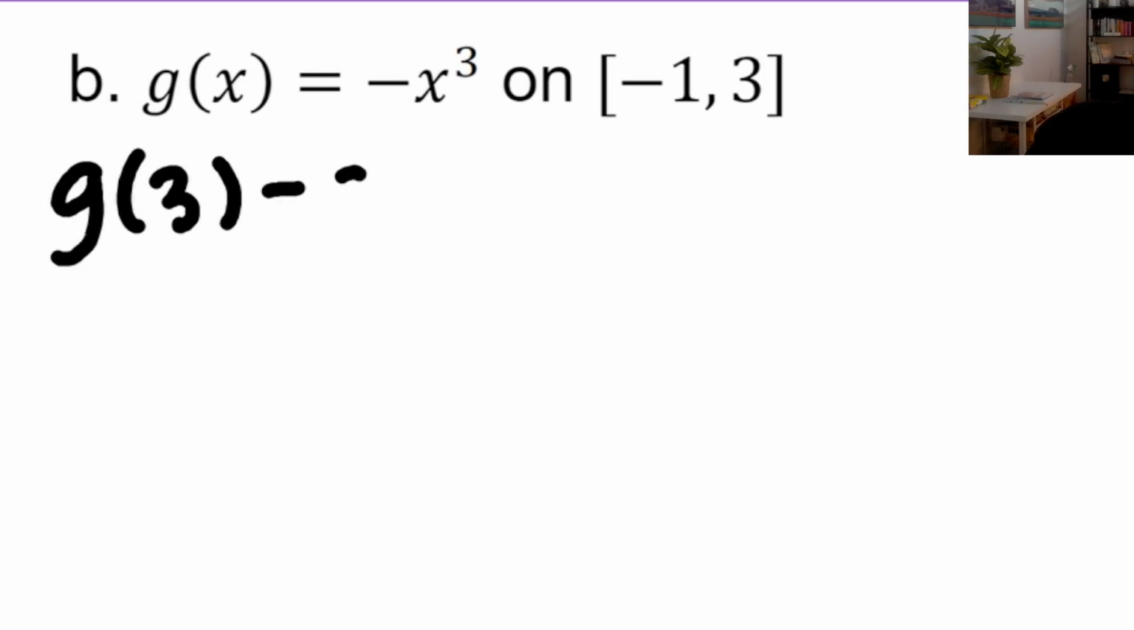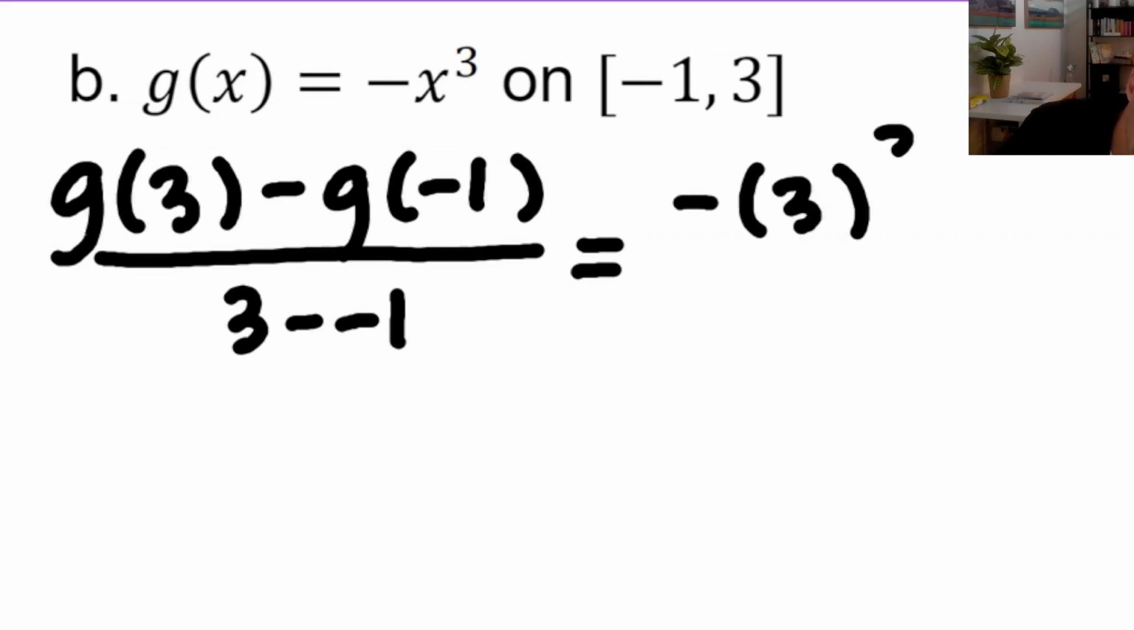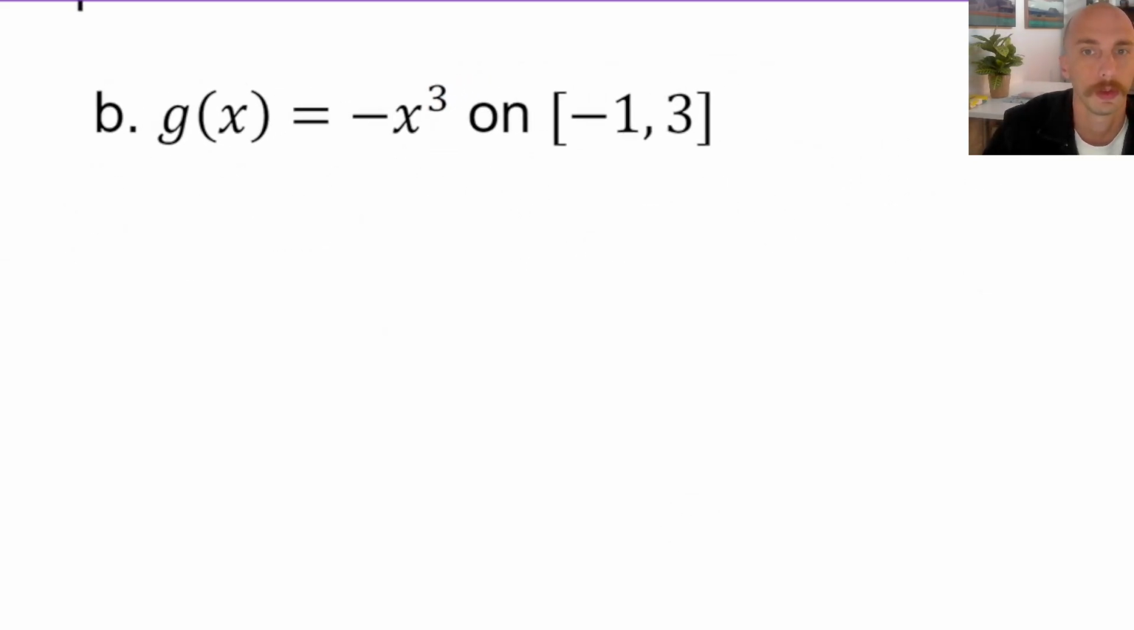It's cubed. And now I'm interested in taking g of 3 minus g of negative 1 divided by 3 minus negative 1. And, alright, g of 3 would be the negative of 3 cubed minus the negative of negative 1 cubed. Okay, we're going to need to be careful with that, and I'm going to need to zoom out also so that you can see it.